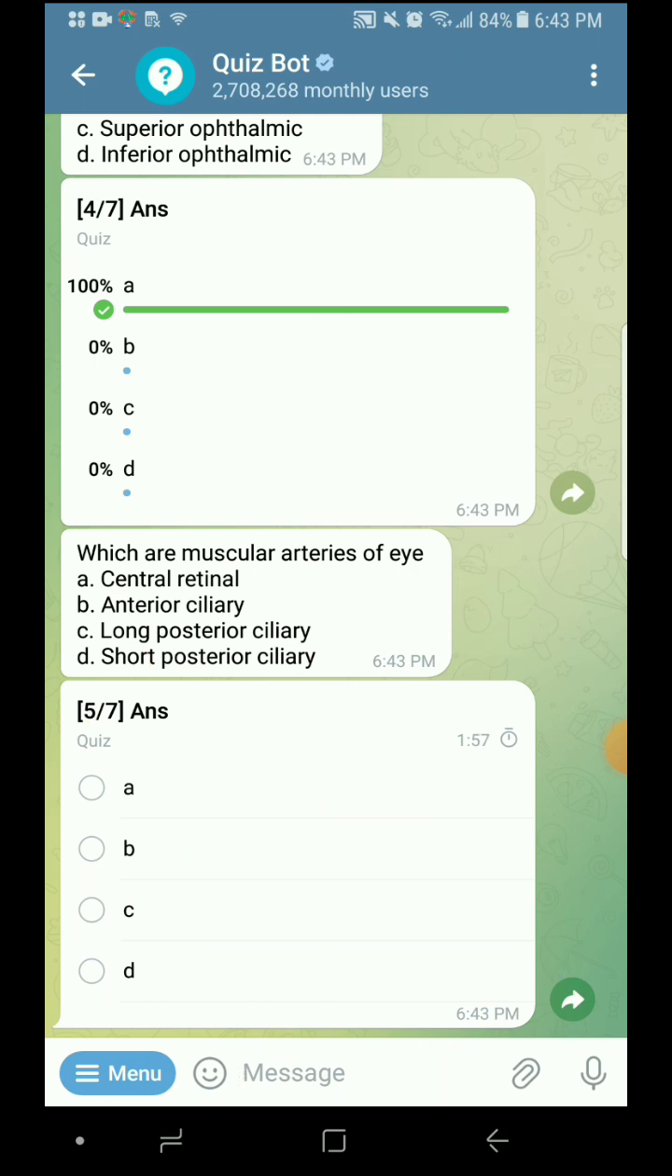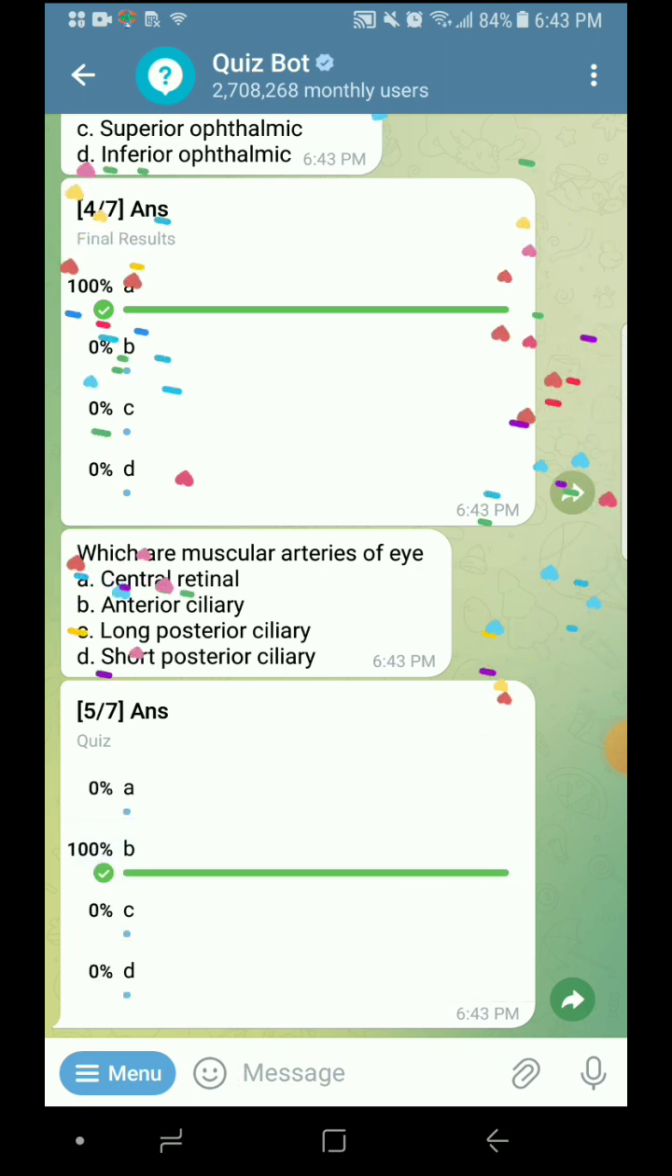Anterior ciliary arteries are also known as muscular arteries because they supply the muscles of the eye. There are 7 anterior ciliary arteries because there are 2 for each rectus except the lateral rectus. So the lateral rectus has only 1 anterior ciliary artery, whereas the other 3 rectus muscles have 2 anterior ciliary arteries each.